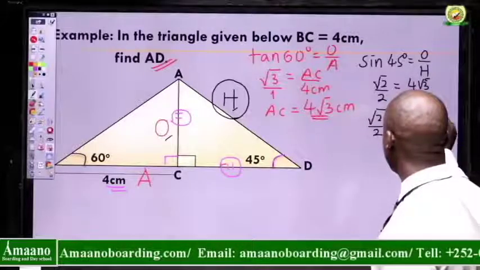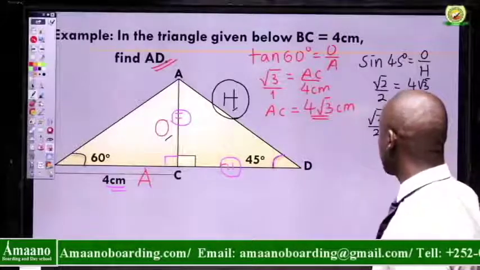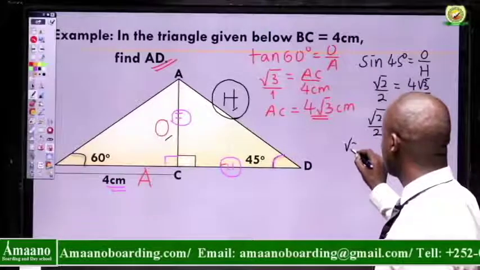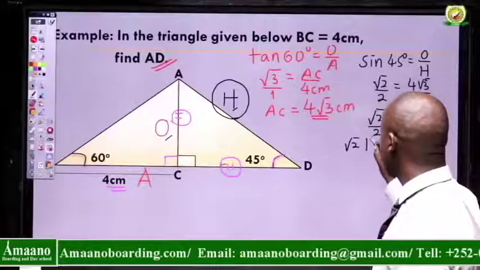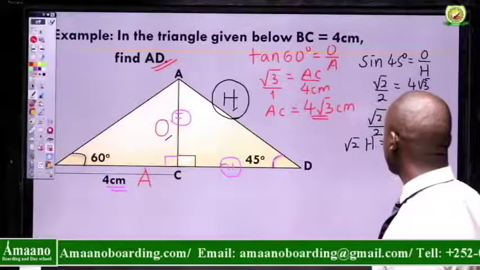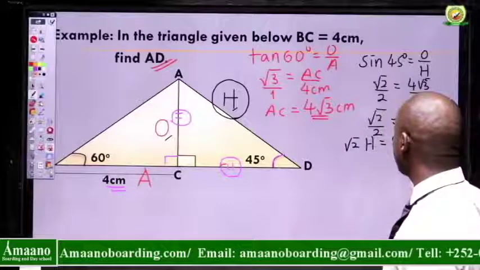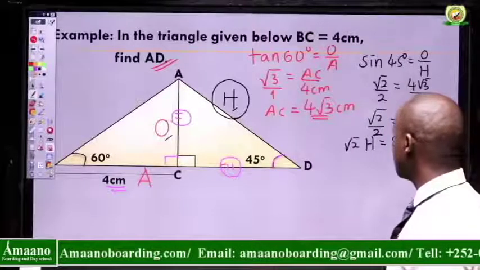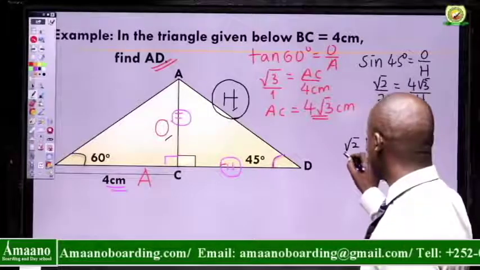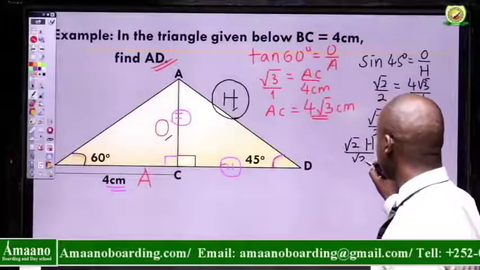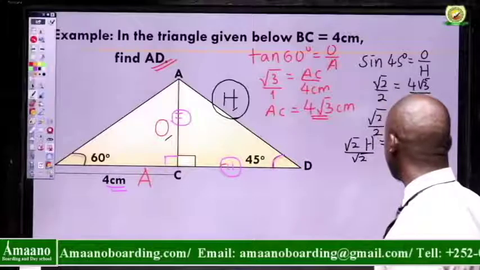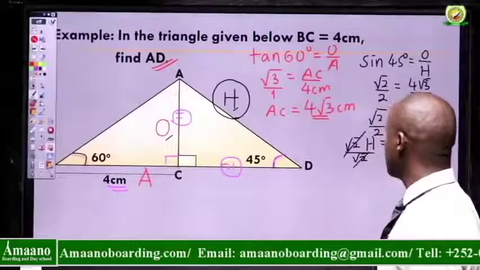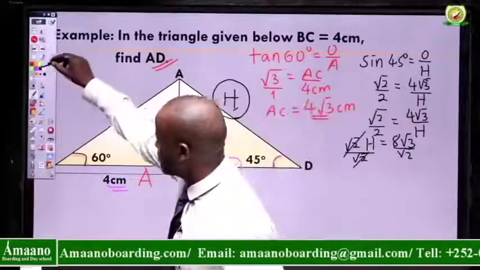Now we use the crisscross or the cross multiplication. So h times radical 2 is radical 2 h, which is equal to 2 times 4 radical 3, which is 8 radical 3, or 8 square root of 3. So divide both sides by radical 2. Radical 2 is cancelled by radical 2. So we have h, the hypotenuse.